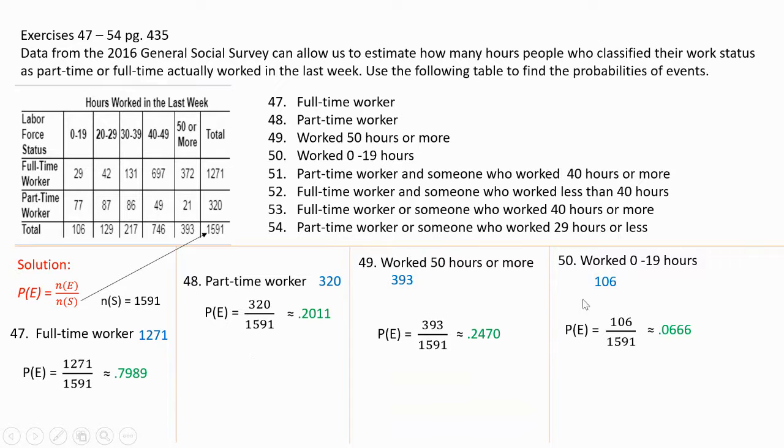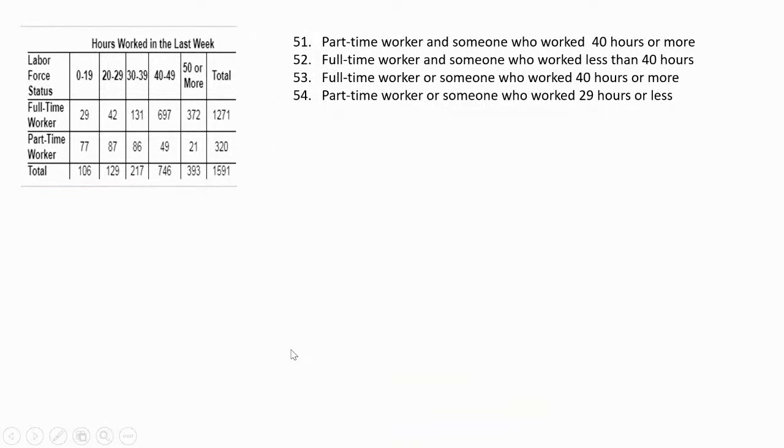You're welcome. Okay, now guys, on the next page, I'm only going to do 2 more. I think 51 and 54. These are a bit more challenging because there's keywords that tell you what to do. Again, it's the same formula as before, and the sample space is the same.